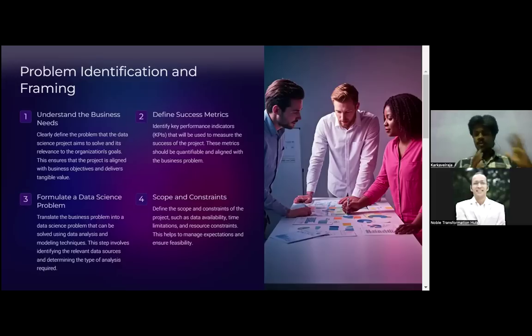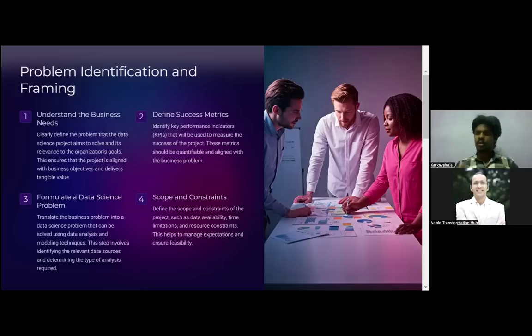Okay, so guys, these are the few things that lie under problem identification and framing. But I will say, you need to have proper clarity of what the business requirement is and what the end goal is that the client needs from you. Okay, that's a major thing.